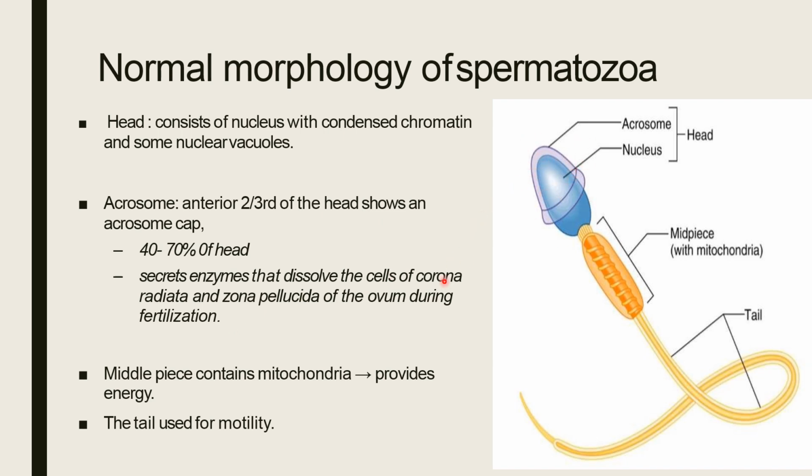The acrosome releases enzymes that dissolve the corona radiata and zona pellucida, the cells that are present along the ovum. The zona pellucida is the membrane that should be dissolved for the entry of sperm into the ovum. The middle piece of the sperm contains mitochondria that provide energy, and the tail, the flagellum, is used for motility.